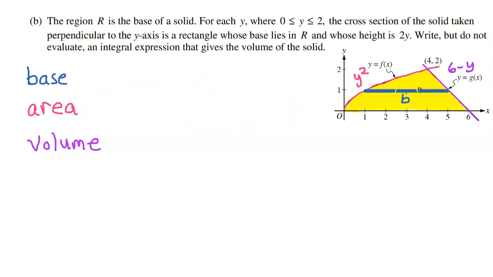Finding the volume of a solid sitting on a particular region is a three-step process. First, we need to find an expression for the base of a single slice. Next, we need to find an expression for the area of a single slice. And finally, we find the volume by integrating the area. When we integrate the area, we are basically adding up all of the slices, and that forms the volume.